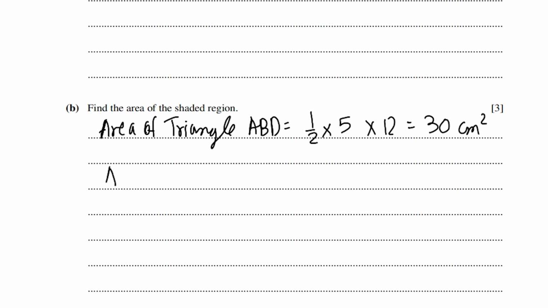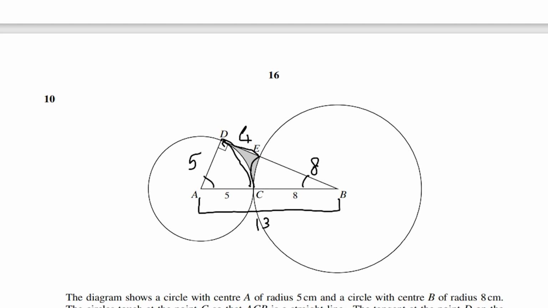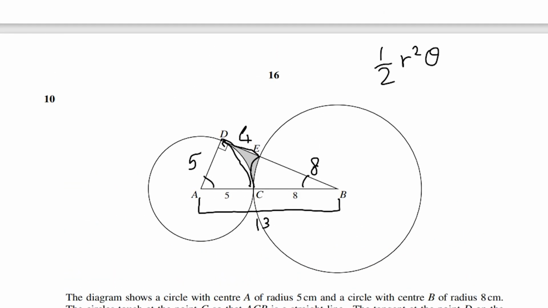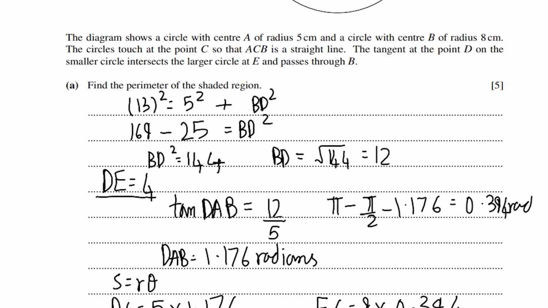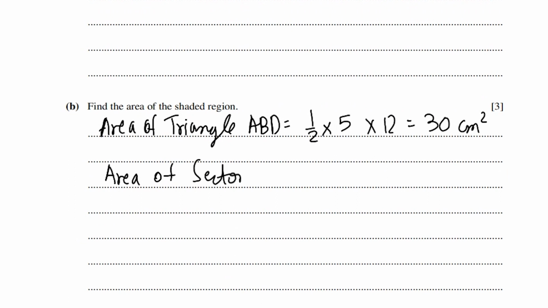Now we have to find the area of the sectors ACD and BCE. The formula for the area of a sector is 1 upon 2 r square theta. R is the radius, theta is the angle between the radii. For the smaller circle, the area of the sector DAC is 1 upon 2 multiplied by 5 square multiplied by theta, and the angle DAB was 1.176. So the area is 14.7 centimeters square.